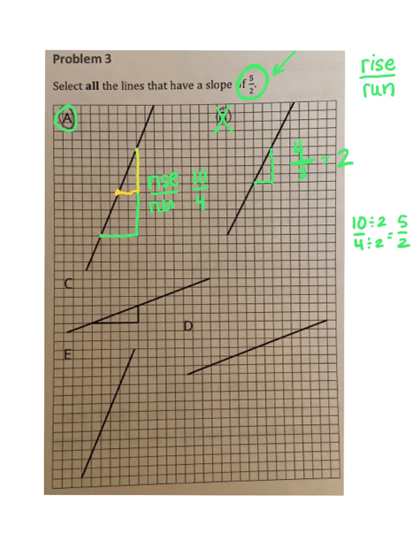Let's try C. This has a rise of 2. That's your numerator. It has a run of 1, 2, 3, 4, 5. 2 over 5 is not the same as 5 over 2, so it can't be C either.